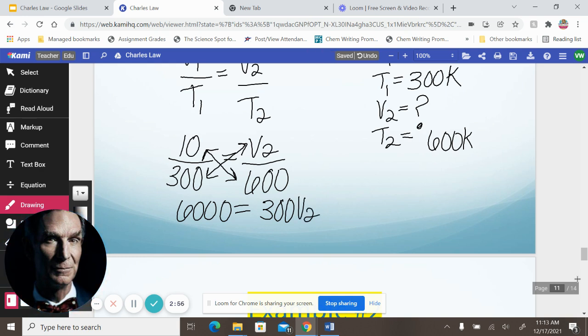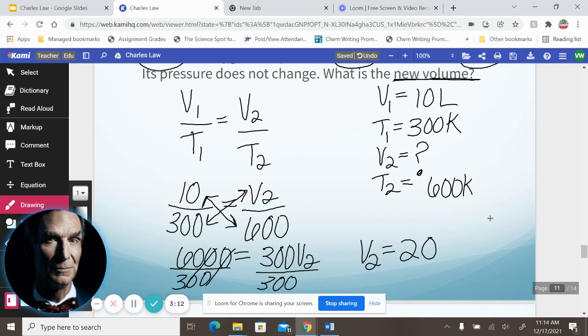We've got to get V2 by itself, so we're going to divide both sides by 300. So when you do that, you're going to get 20. And we need our units. So remember our V1, our initial volume, was liters. So this is also going to be liters.